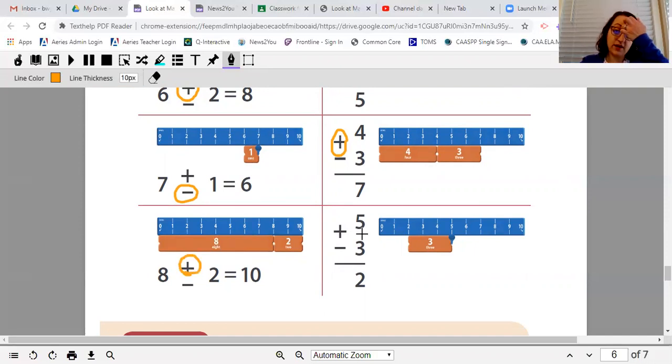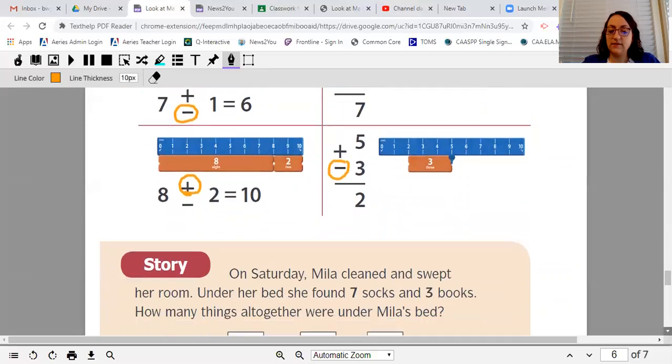Here we have 5. Something happens with 3 and we get to 2. So we get to a smaller number and there's only one of these brown boxes. So I think we're going to subtract. Let's count backwards. 1, 2, 3. Yeah, it gets us to our 2. So we're going to circle the minus sign.